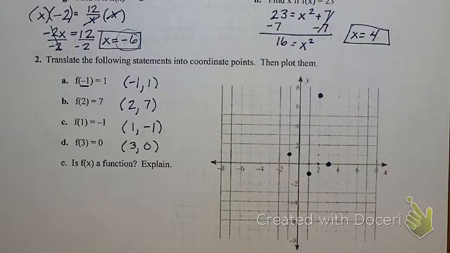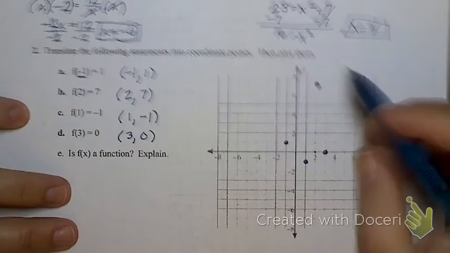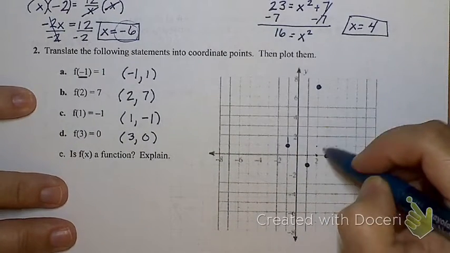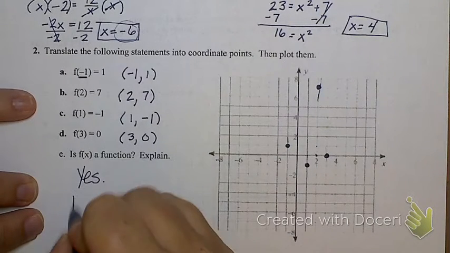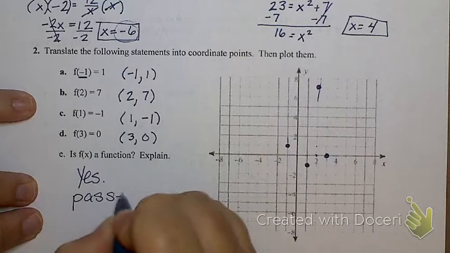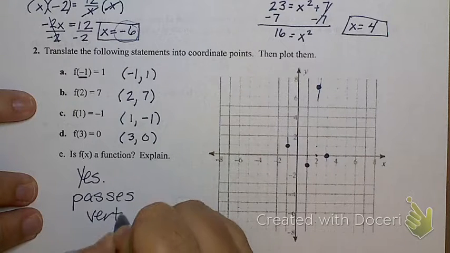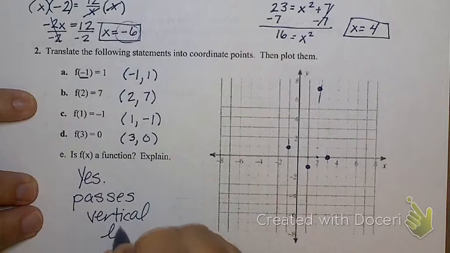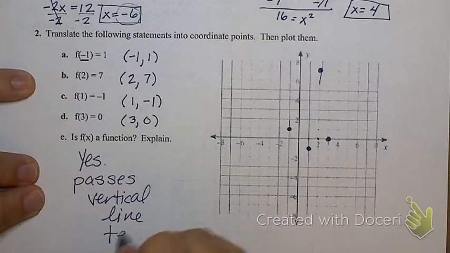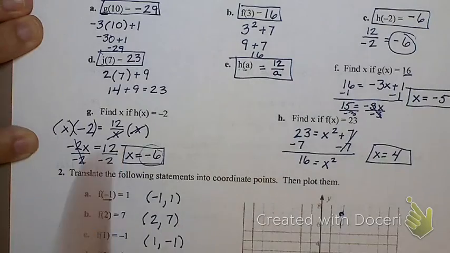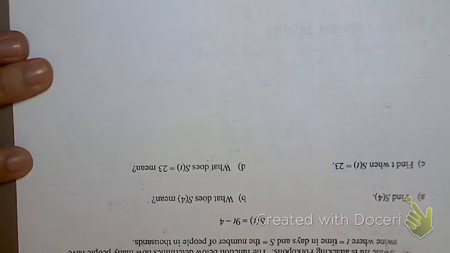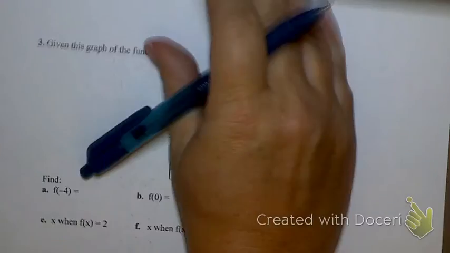Is this a function? Yes. Does it pass the vertical line test? Yes. So is it a function? Yes. And my explanation is: passes vertical line test. Okay? Pretty easy so far, right? Maybe these were a little tricky, but the rest of it should be good, right? Turn the paper over. Oh, shoot, it's upside down. Sorry about that.